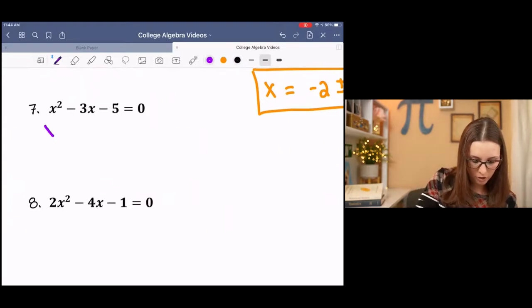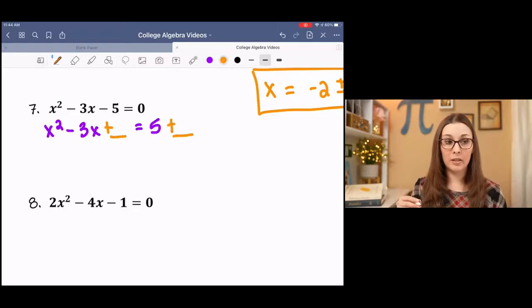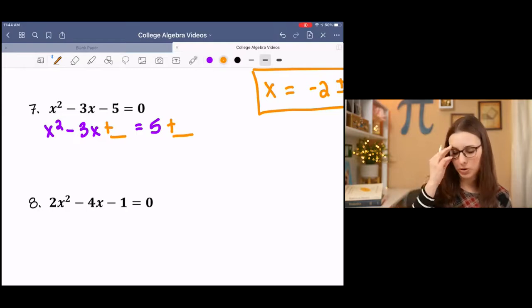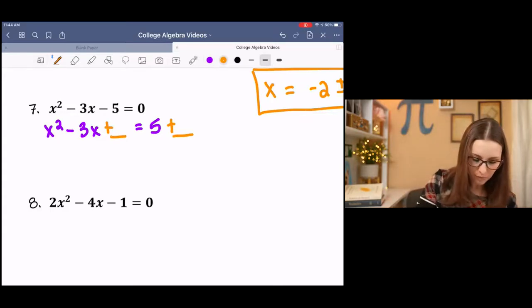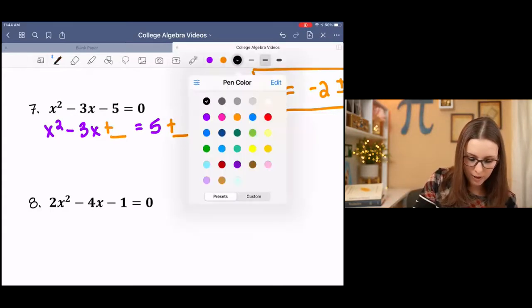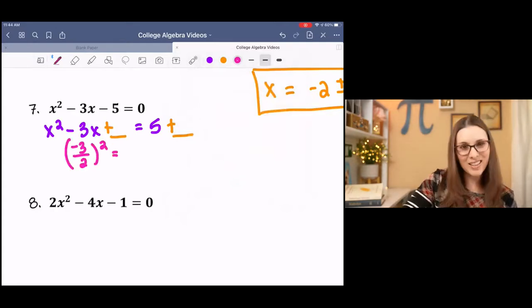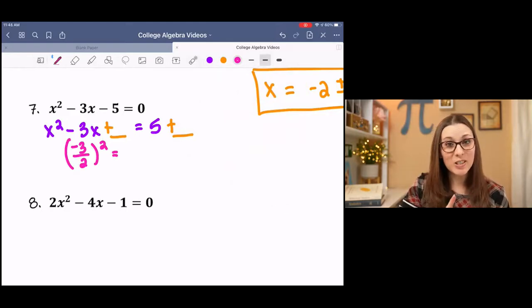So hopefully if you did it on your own, you moved the 5 over by adding it. And then you're looking for your new c value. Now this one doesn't turn out as nicely as the first two examples. We're going to end up with a fraction, which is okay. Trust me, it ends up being okay. We're doing half of b squared, and -3 doesn't divide by 2 evenly, so it's kind of a bummer. But trust me, it works out.